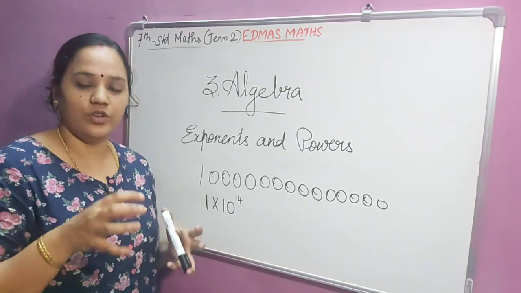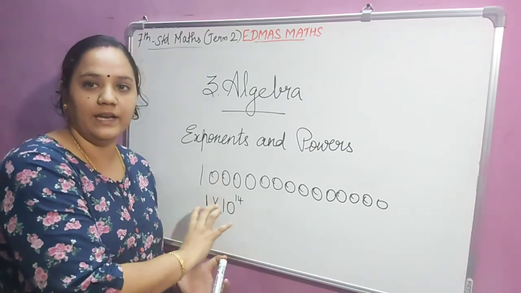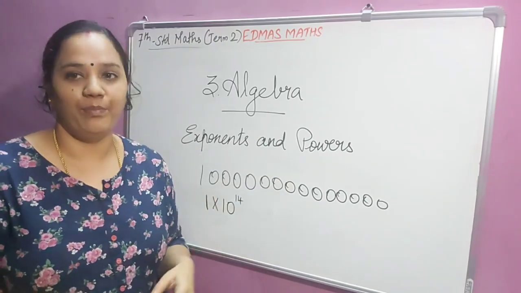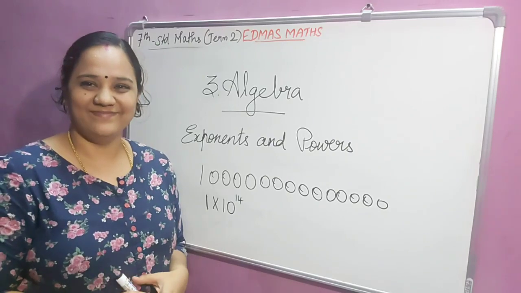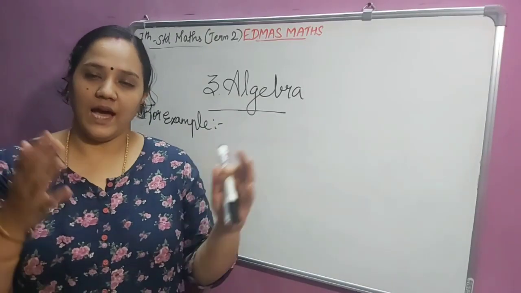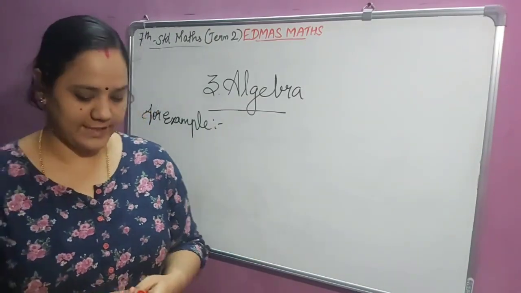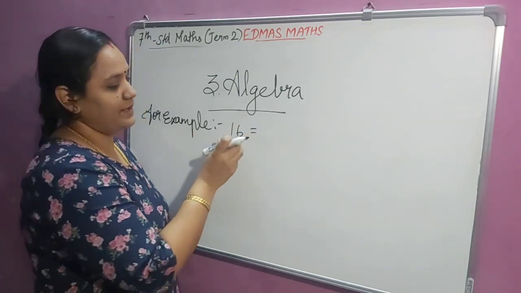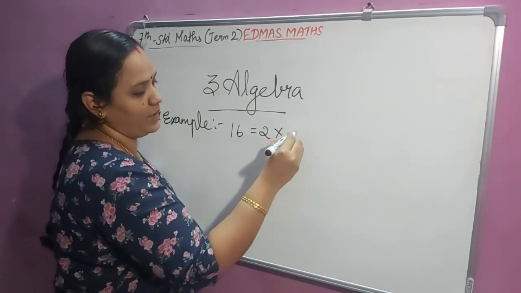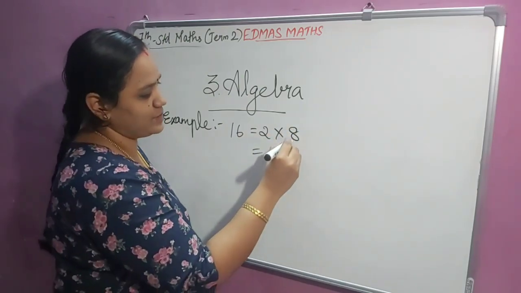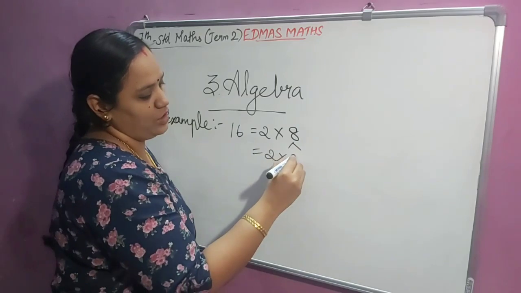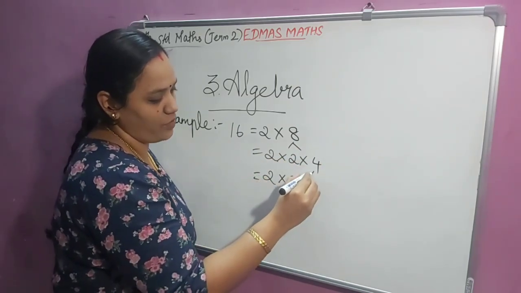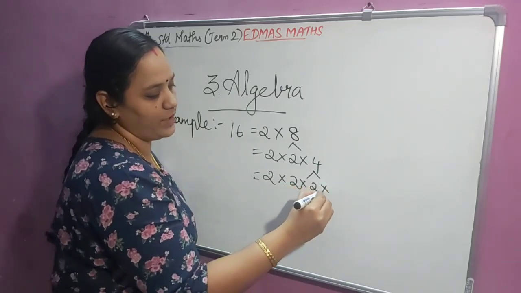For counting and for writing in this pattern, we should know what exponents and powers are. Shall we learn it now? We can write large numbers in simplified form. For example, I am taking 16 now. We can split this 16 as 2 into 8. Further I can split this 8 as 2 into 4. Am I correct? Again I am splitting this 4 as 2 into 2.